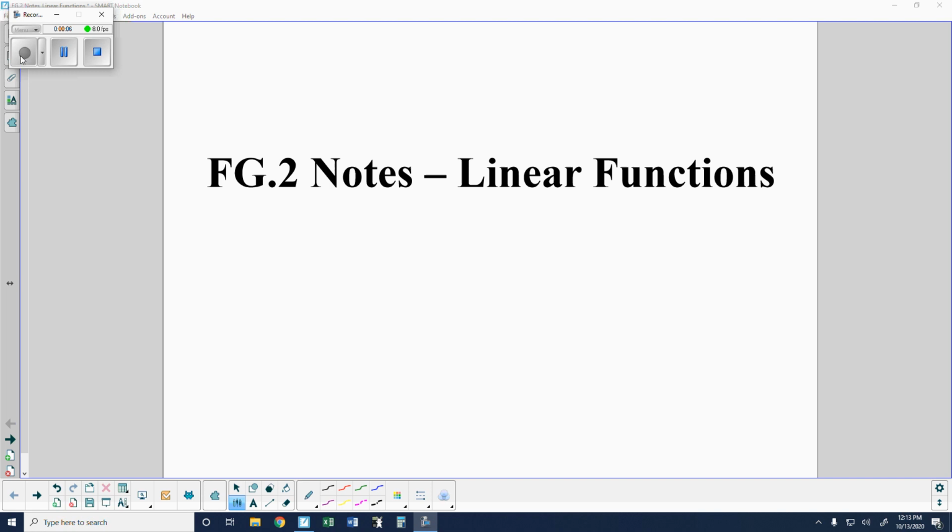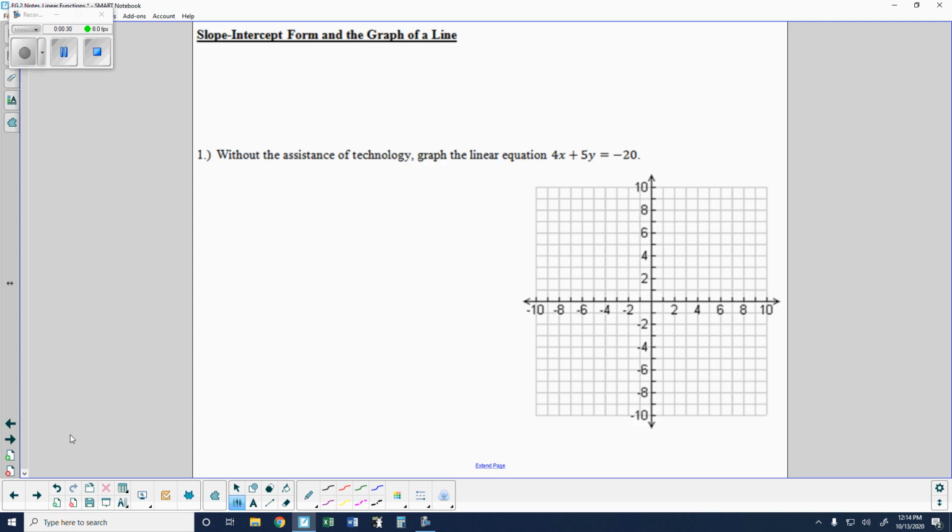Today we are taking a look at the FG.2 notes dealing with linear functions. So this is the second set of notes that we have in Unit 2. We first started with talking about what a function is, and now we're looking at a specific type of function, linear functions. This should be very familiar content to you from Algebra 1, so let's go ahead and jump right in. First, we want to look at the slope-intercept form of a line.